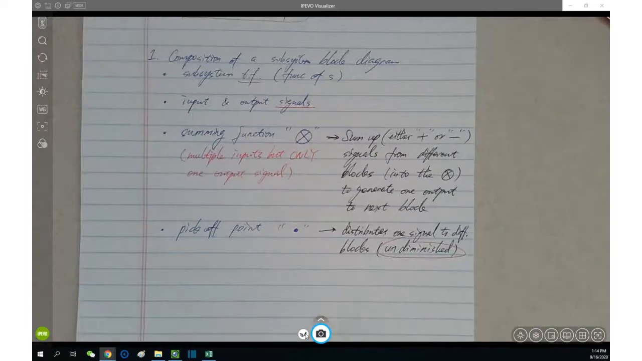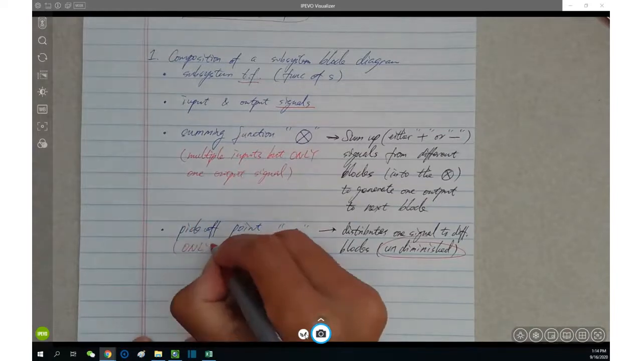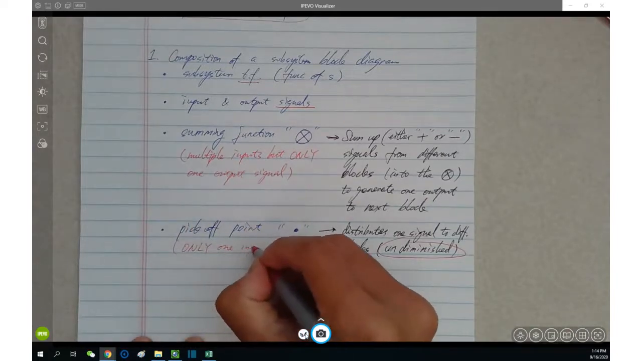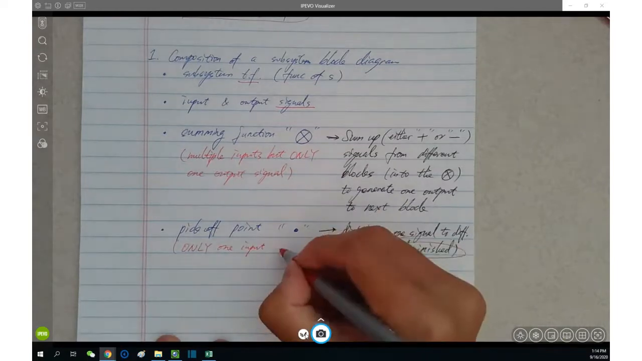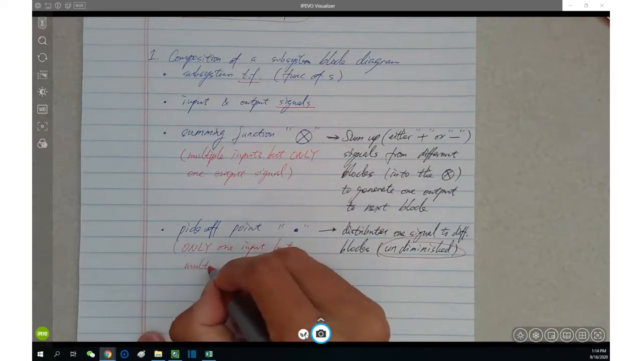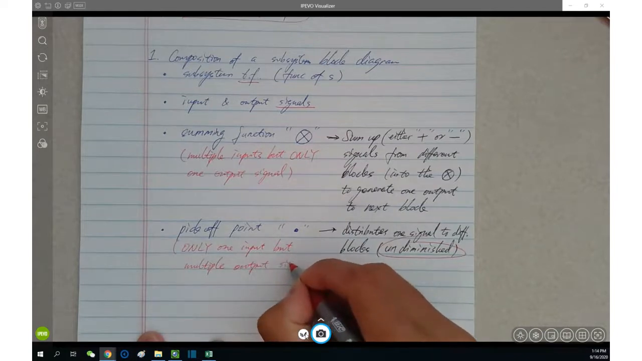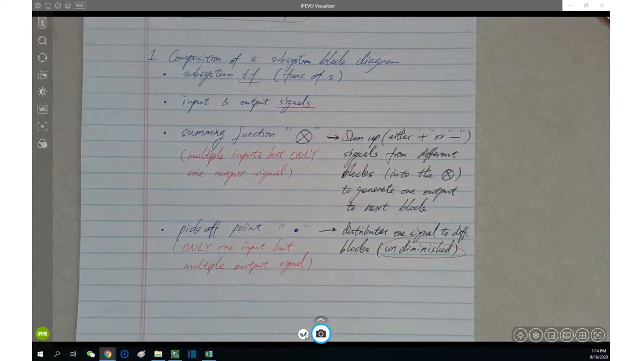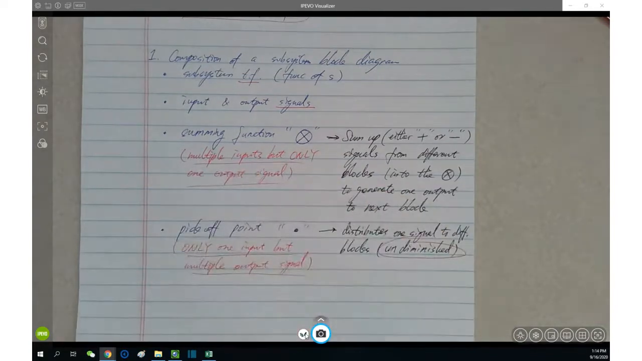And similar to the summing junction, what could we have? We definitely have only one input to this point. However, we are very likely to have multiple outputs. So very important, be careful of these two characteristics for the summing junction and pickoff point respectively.